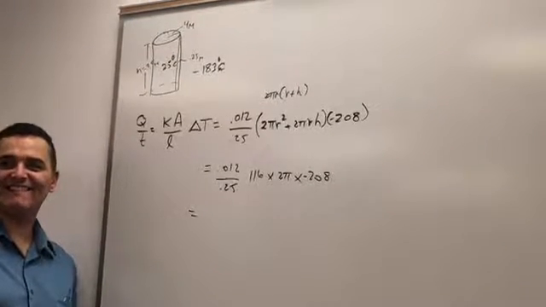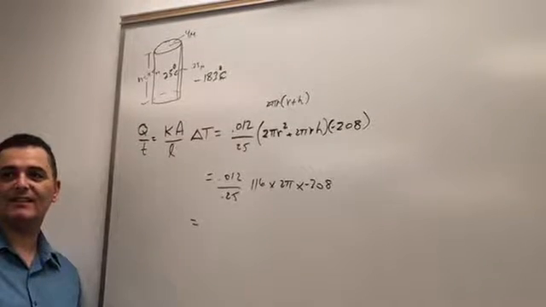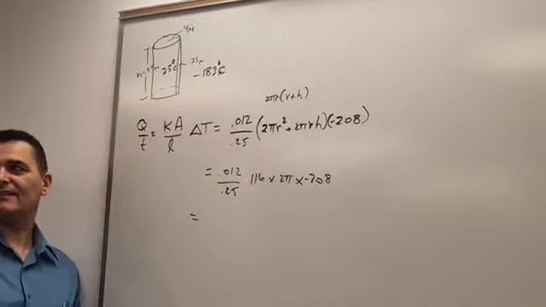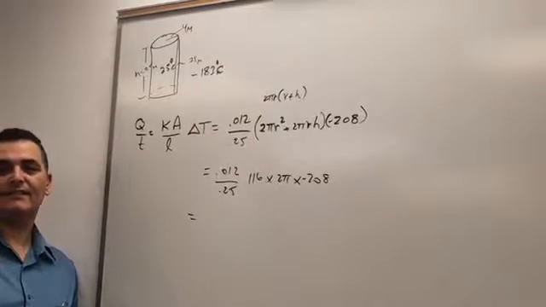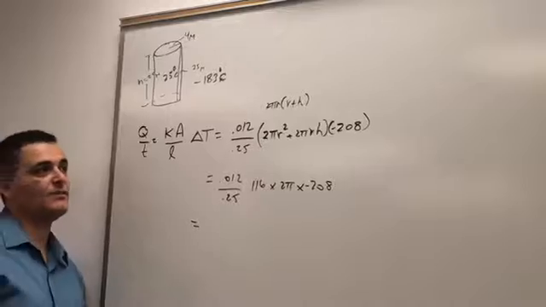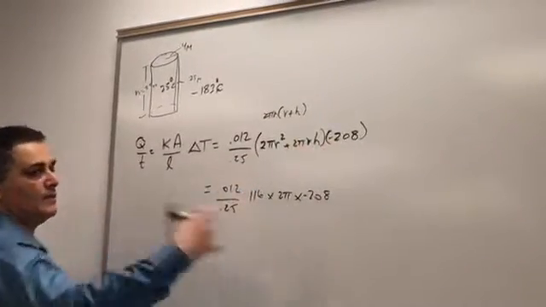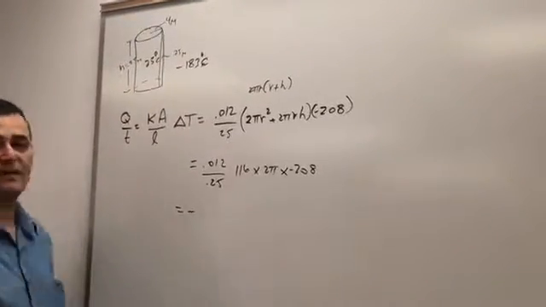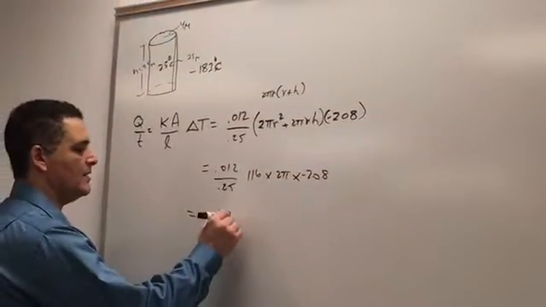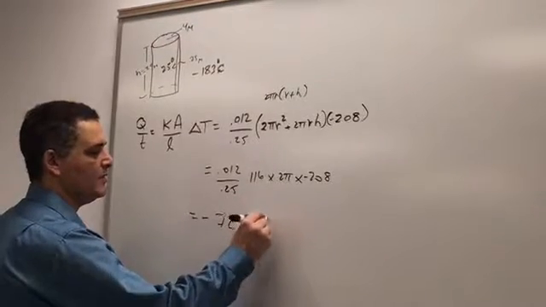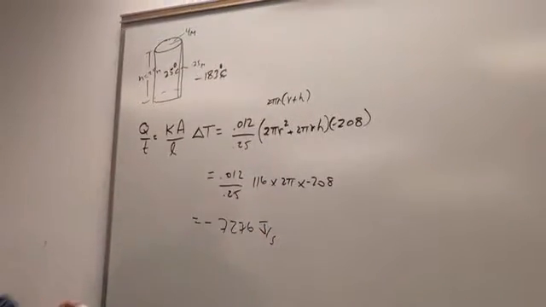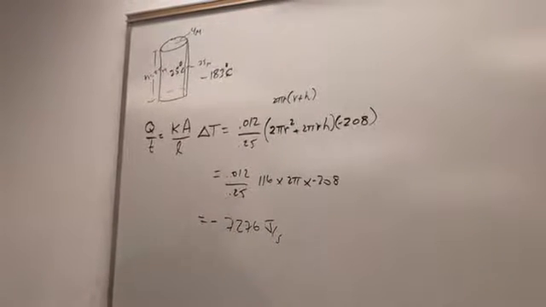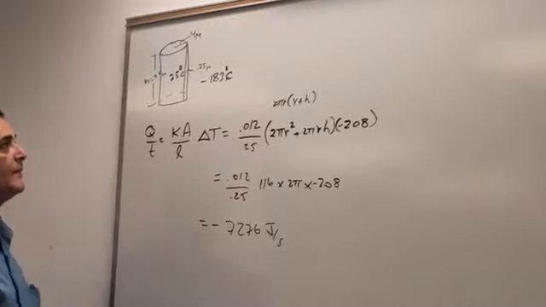I just took my calculator. I don't know if this is right, but I have negative 7,276. Negative is okay because we're losing heat. This is joules per second, so every second we're losing 7,276 joules. We have to replace that 7,276 joules every second.